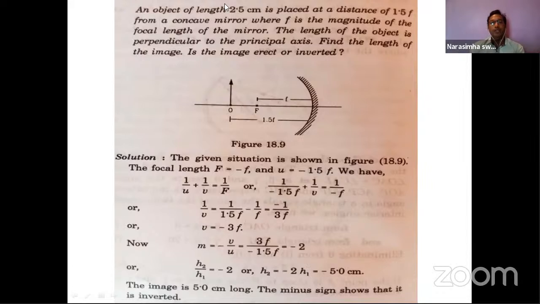So -2 into h1, which is 2.5, how much is it? We are getting -5 centimeters. So this image is 5 centimeters long. Object size is 2.5 and the image size is 5 centimeters. And the minus sign shows that it is inverted. So definitely the object is on this side, and the image will be formed on the other side of the principal axis. So that is the meaning of this, right?